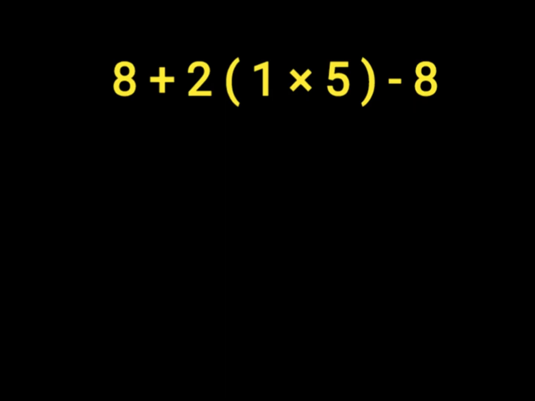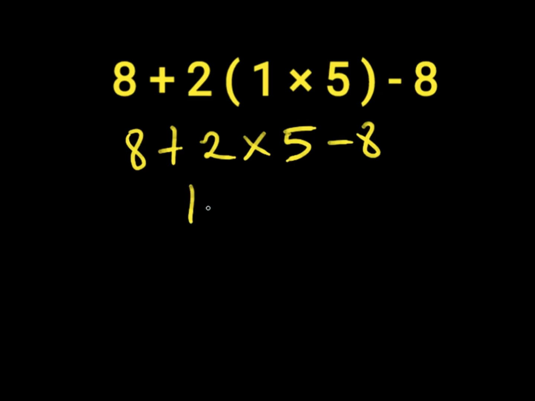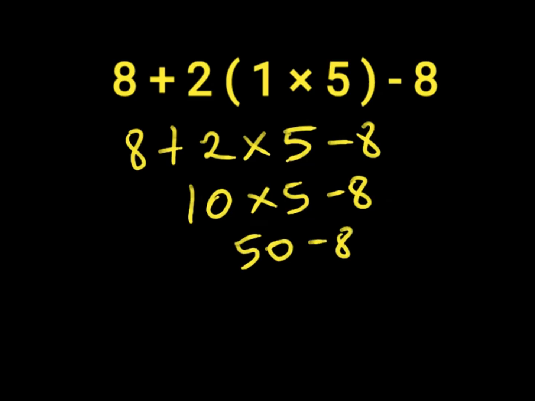First of all, solve our parenthesis, which is 1 times 5. 1 times 5 will give us 5. Then we have 8 plus 2 times 5 minus 8. 8 plus 2 will give us 10. Then 10 times 5 minus 8. 10 times 5 will give us 50. Then we have 50 minus 8. 50 minus 8 will give us 42.